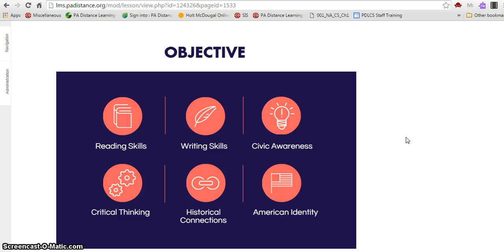Also, critical thinking. This means asking why. Thinking about why things are the way that they are. The cool part about social studies is we can question a lot of things. Making historical connections, because social studies also includes the study of history, and developing an identity as an American. So part of civics is the study of being a good citizen. So we're going to work on developing your identity as an American and as a citizen of your state and town during our time together.